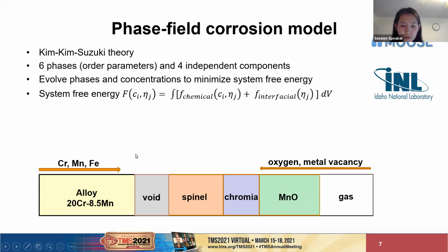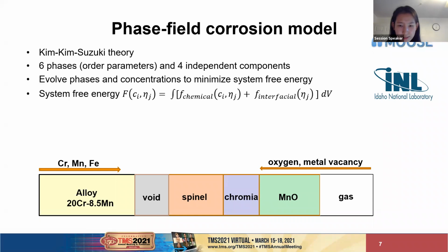We also have 5 diffusing species. They are chrome, manganese, iron, oxygen, and metal vacancies. My phase-field model is based on the Kim-Suzuki theory. As I said before, the 2 governing equations evolve the phases and the concentrations to minimize the system free energy. So how to define the system free energy becomes a key point in our phase-field framework.